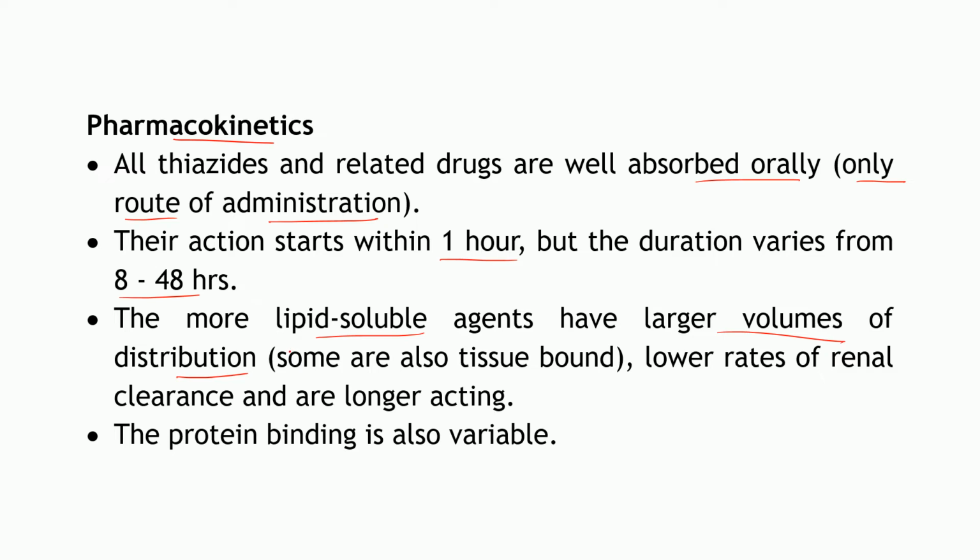What is the formula for volume of distribution? Vd is the dose administered IV. Why? Because 100% will be in your blood circulation, right? Divided by the plasma concentration. So if the plasma concentration is low, obviously the volume of distribution will be high, right? So the volume of distribution of such drugs which are lipid soluble will be larger.